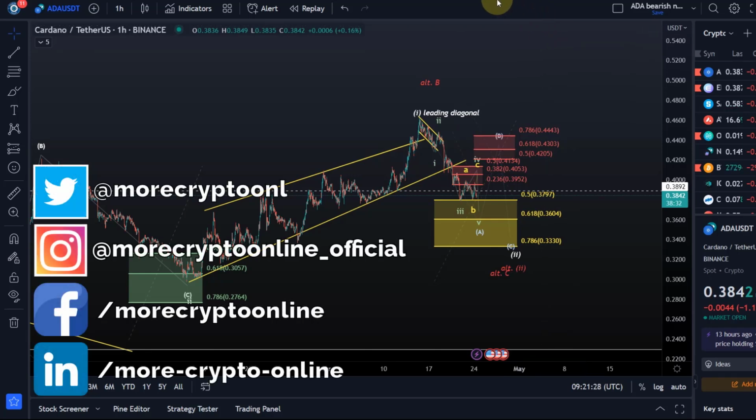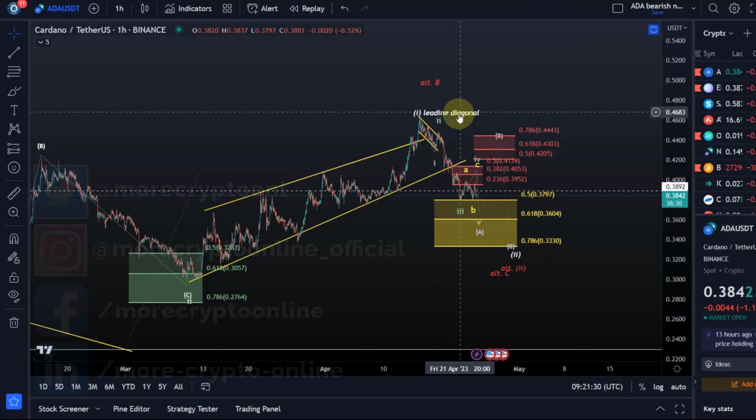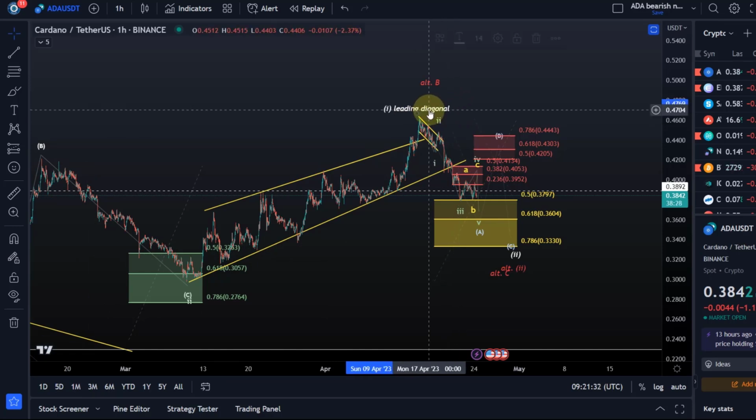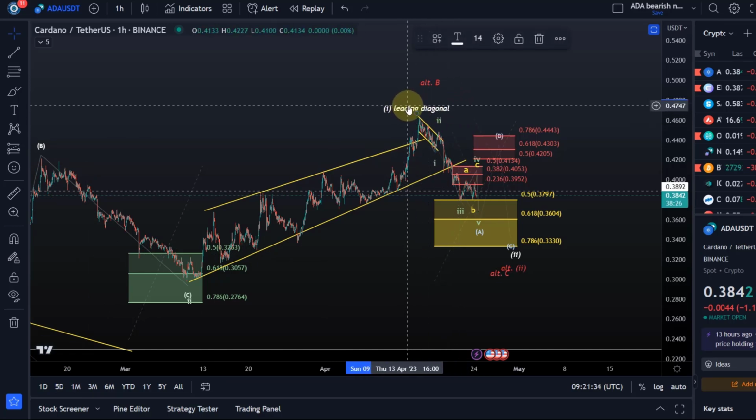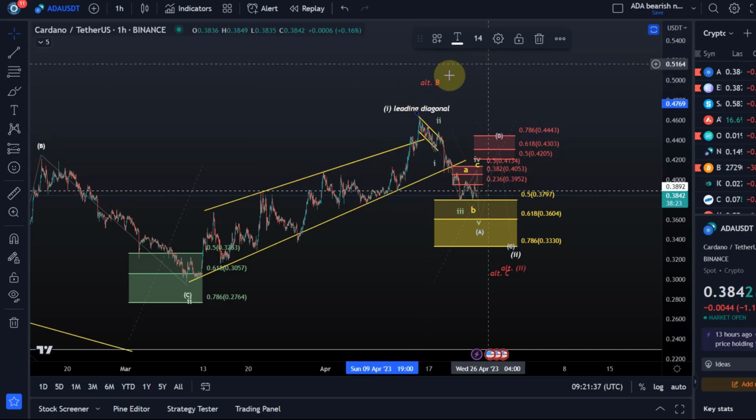In my primary scenario, I have adjusted the count so that it basically matches with Bitcoin's and Ethereum's count, because it works out quite well if I'm looking at the subdivisions of the waves. Of course, there is an alternative scenario, but before there are any misunderstandings, I haven't changed anything from the previous video. So the count is still as it is. It just happens that it is pretty much in line with what Bitcoin and Ethereum are doing.